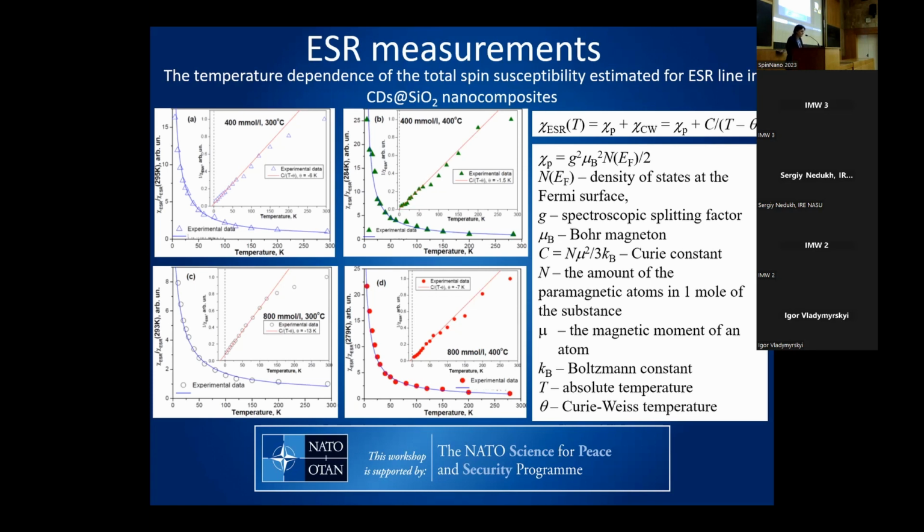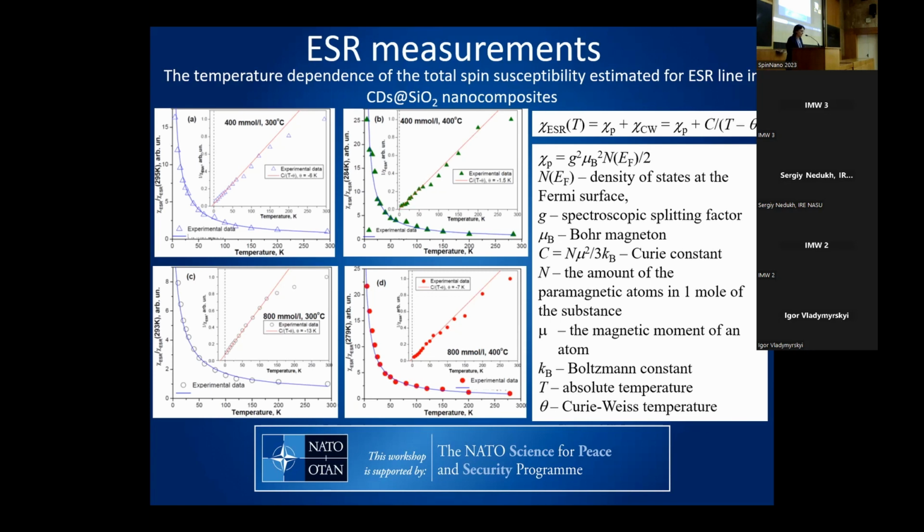reverse one. So it was found that our temperature dependence has two terms. The first one is a Pauli-like term. It is temperature independent, and it tells us that there are some conduction electrons in our spin system.